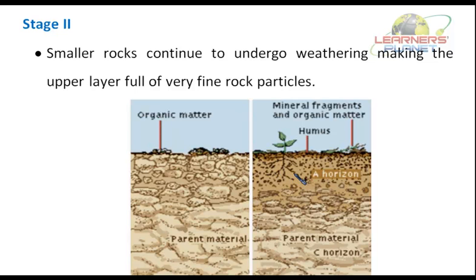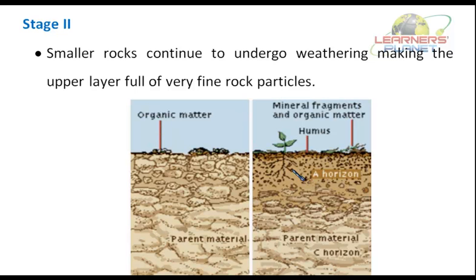They are popularly called farmers' friends, because they decompose dead plants and animal matter, and their castings, their feces, are valuable as fertilizer, and they make the soil full of nutrients. So it makes the soil nutritious, which is good for the growth and development of plants on the upper layer of soil. So smaller rocks continue to undergo weathering, and it makes the upper layer full of very fine rock particles.